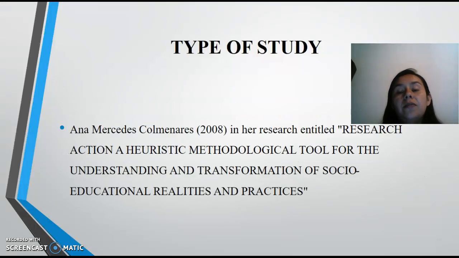Type of study: Ana Mercedes Colmenares, in her research entitled Research Action, a heuristic methodological tool for the understanding and transformation of socio-educational realities and practice.